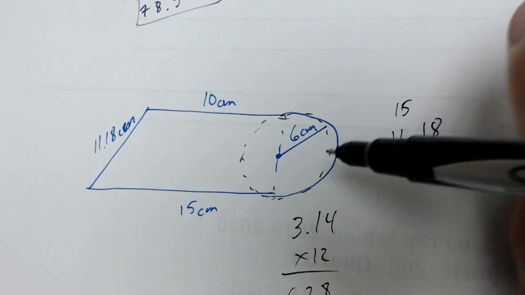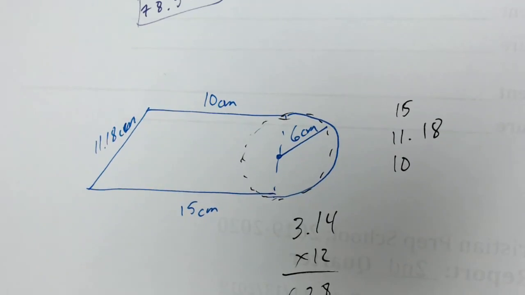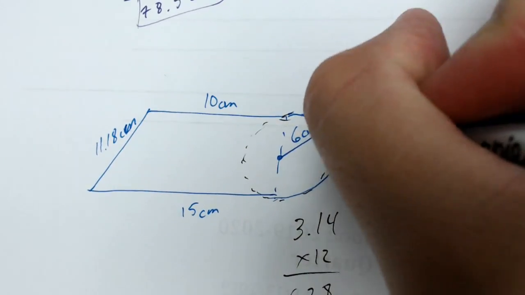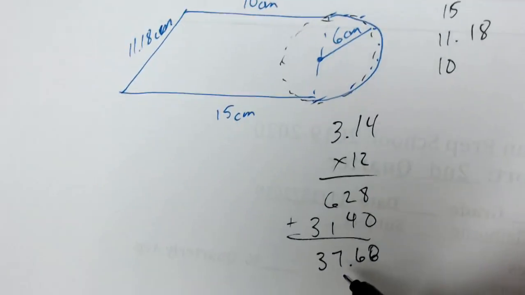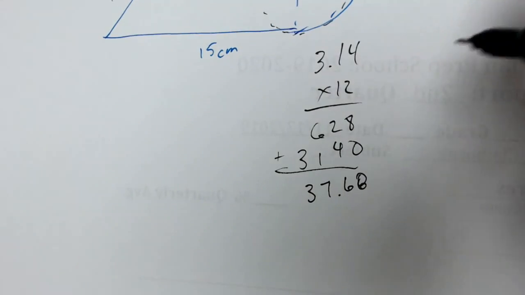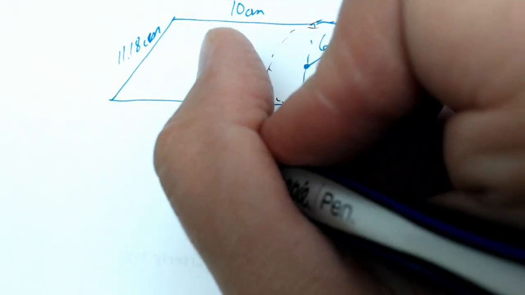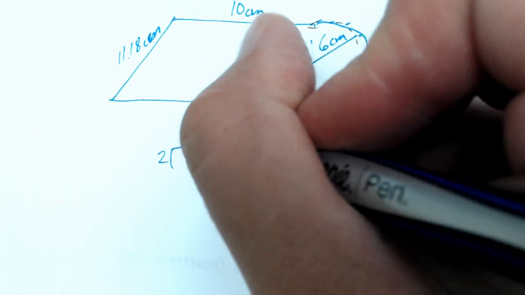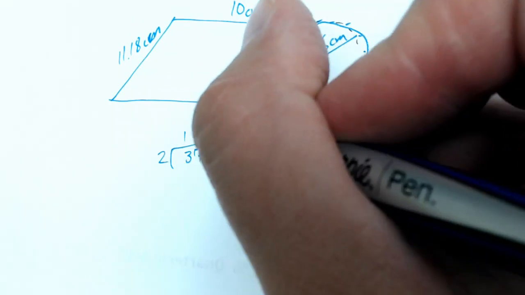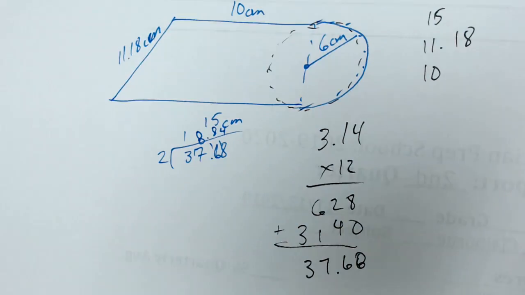That 37.68 I just found is this entire black thing. I only want to find the blue portion, so I take that number and divide it by 2. 37.68 divided by 2 is 18.84.